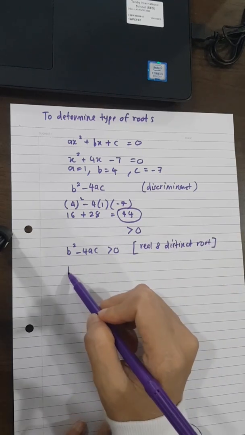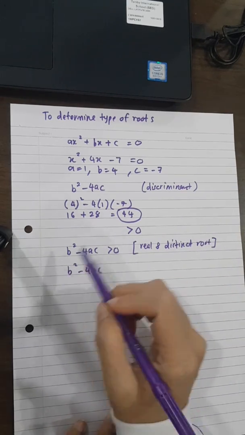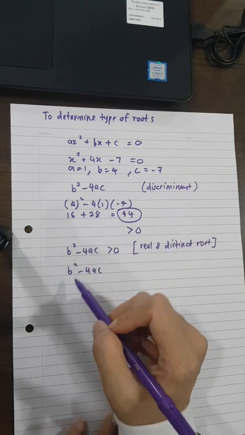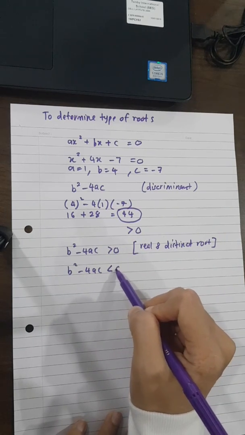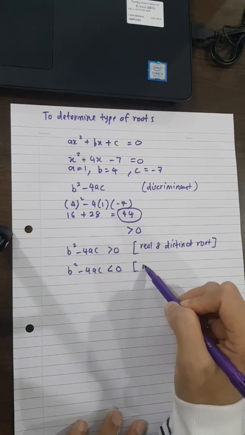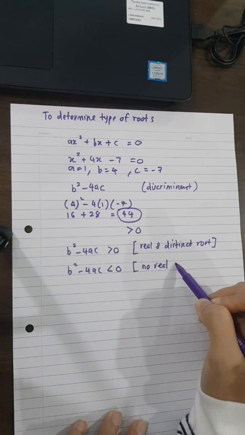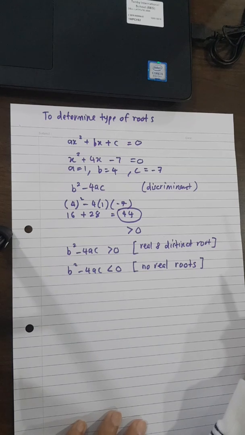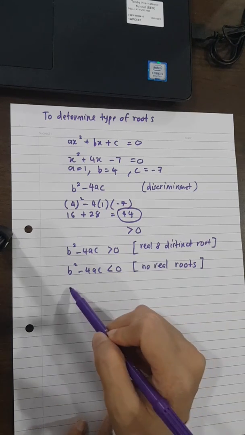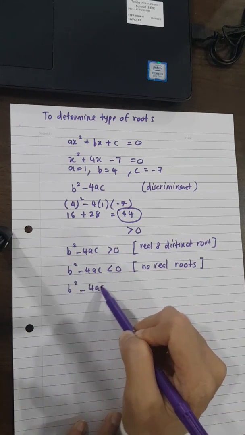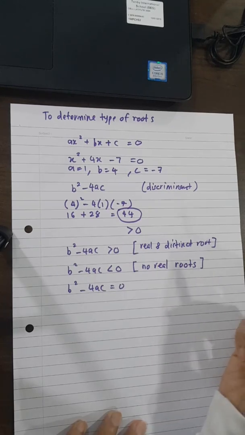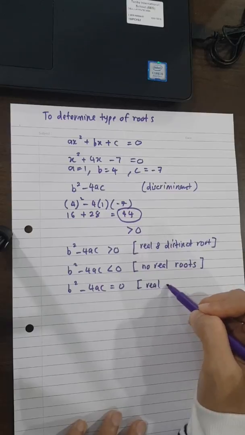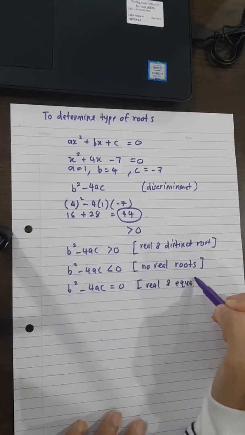Okay, let's say you have another quadratic equation, then you use your discriminant to check. If b square minus 4ac is less than 0, it means no real roots. The root is not real. You don't have the value of x. Okay. If you have b square minus 4ac equals 0, exactly equal to 0, it means the quadratic equation has real and equal roots.